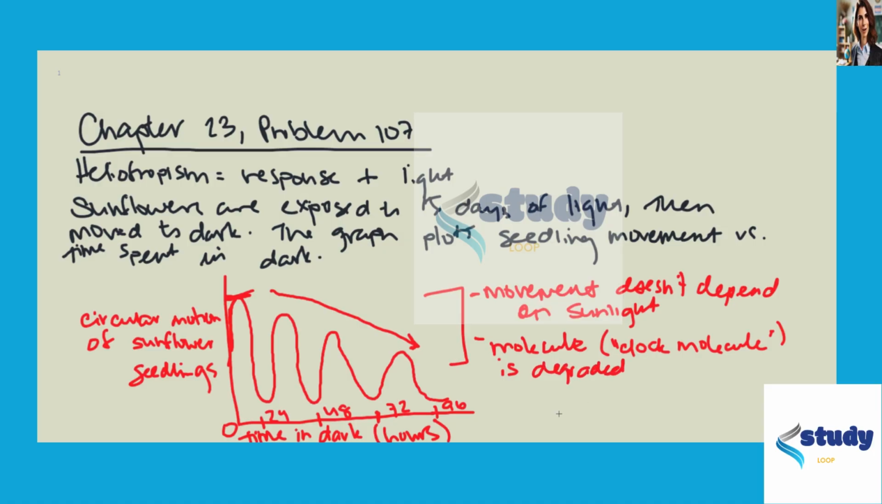So the answer that best fits these two ideas is D, that the movement doesn't require light once it's set up, but the movement does slow over time due to loss of a clock molecule that's perhaps synthesized while these plants are in the light.